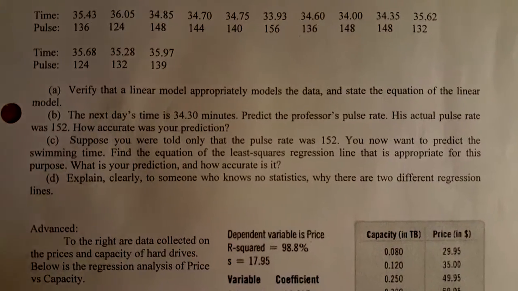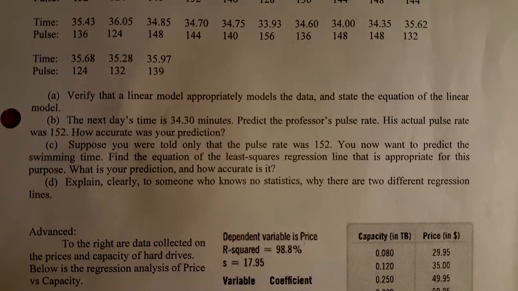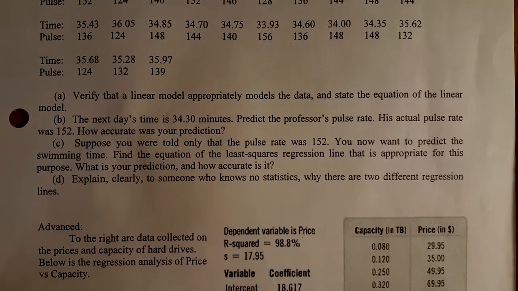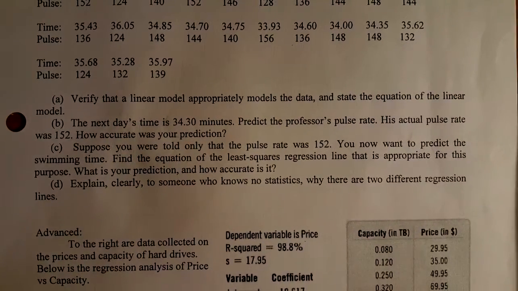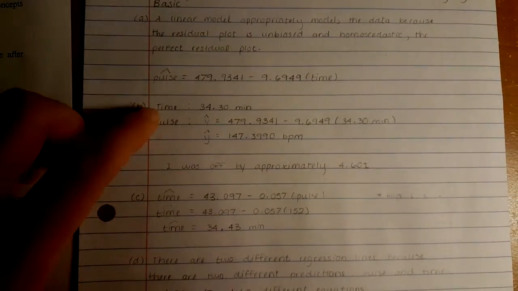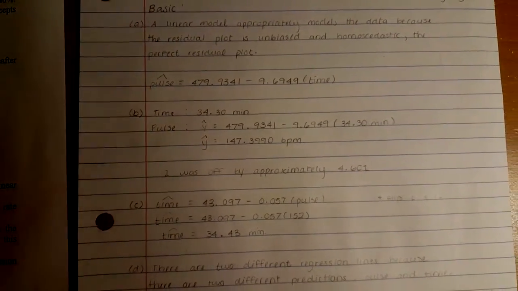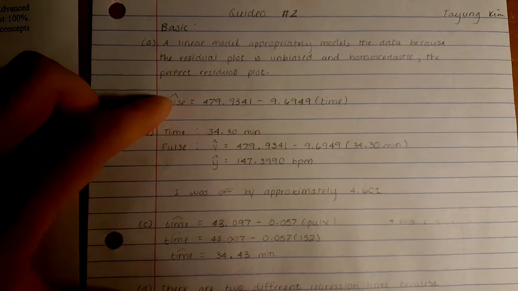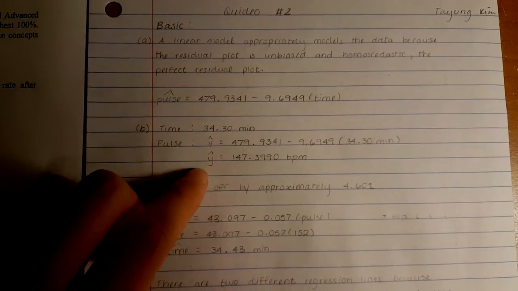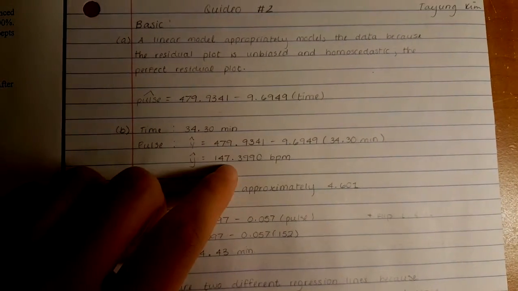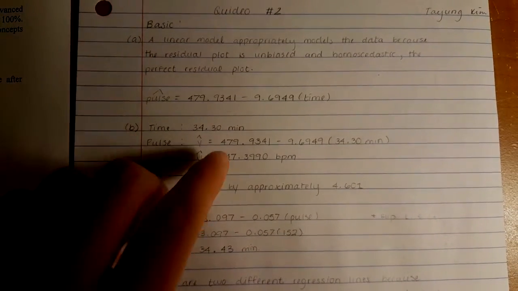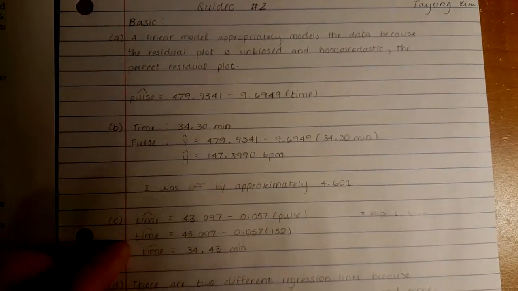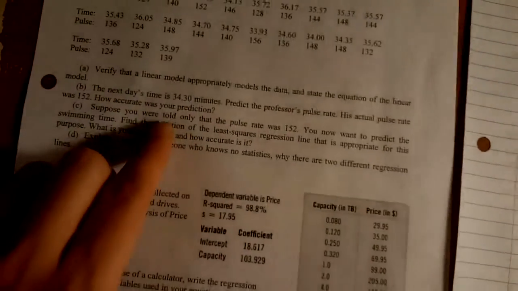Part B. The next day's time is 34.3 minutes. Predict the professor's pulse rate. His actual pulse rate was 152. How accurate was your prediction? So since you're looking for the pulse rate, all you have to do is plug in the time into the equation that you found in part A. And after you've done that, you find that the pulse rate is predicted to be 147.3990 beats per minute.